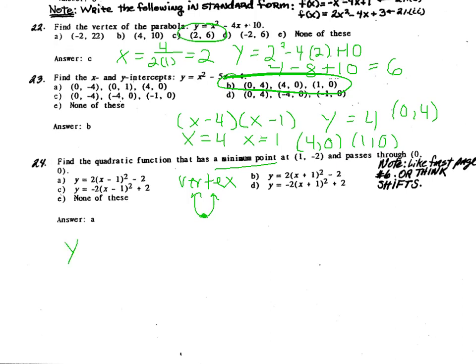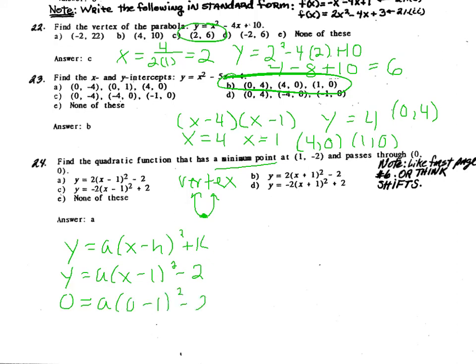So I can use y equals a times (x - h) squared plus k and plug in my h and k. So I have a -1 and a -2. And then I can plug in the point (0, 0) in order to find my a value. So I get that 0 equals 1a, or just a minus 2. So my a value will equal 2. So my final answer will be y equals 2 times (x - 1) squared minus 2, which is choice A.